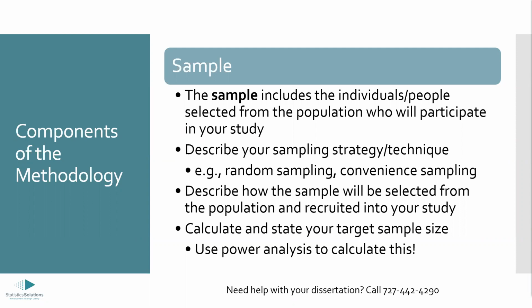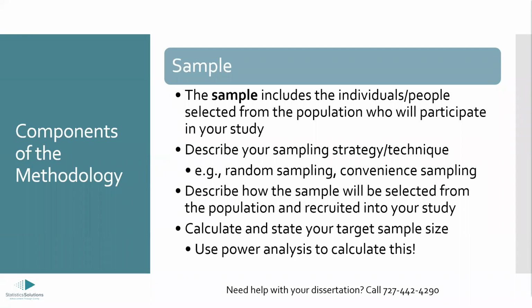So if your population is high school teachers in the United States, you're probably not going to be able to get a complete random sample from that entire population, because random sampling means that every individual in the population has an equal chance of being selected into your sample. And that's generally not something that students are able to accomplish in a dissertation study. So it's more likely that you'll be using some type of non-probability or convenience sampling.